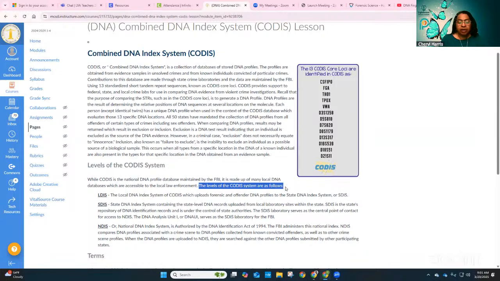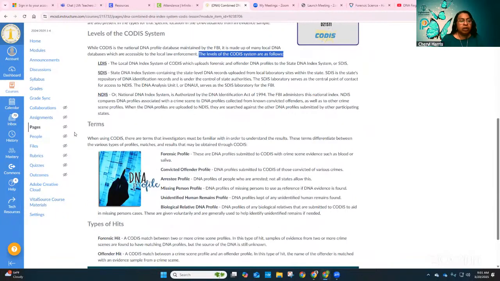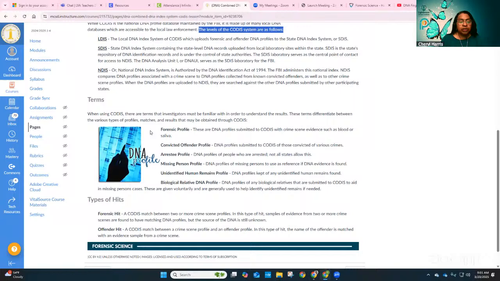There are different levels of CODIS. And then we have our terms over here. So make sure that you know what a forensic profile is, a convicted offender profile, an arrestee profile, missing persons profile, unidentified human remains profile, biological relative DNA profile, forensics hit, offender hit. All right, so vocabulary.